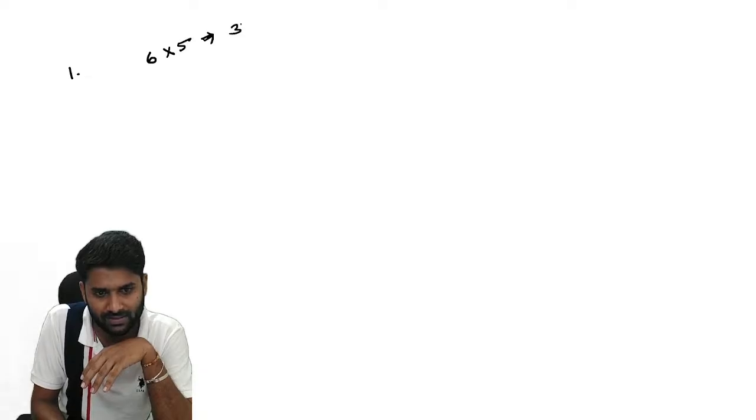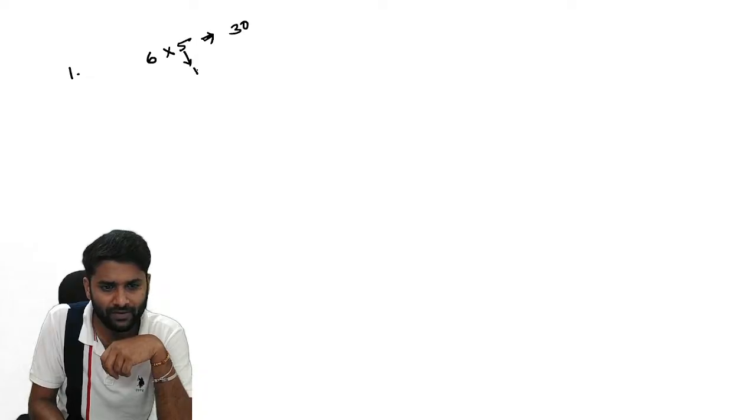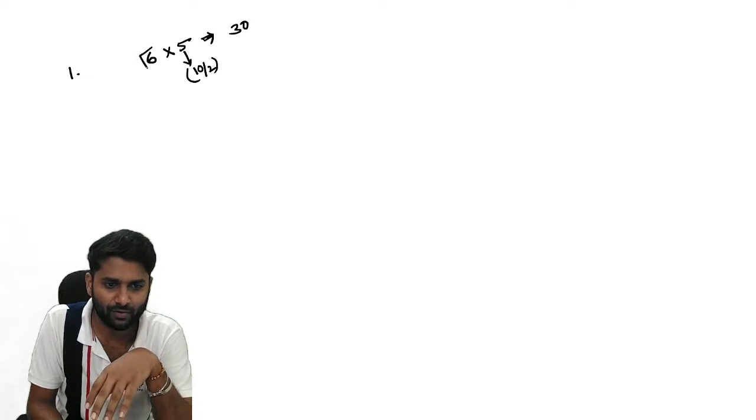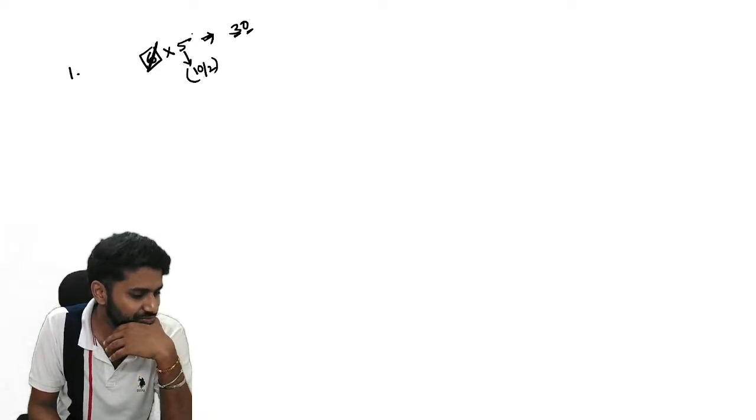If any number is multiplied with a 5, let's observe these questions. 6 is multiplied with a 5. As you know, the result is 30. So how can we make it simple? 5 means it is 10 by 2, right? It means if any number is multiplied with a 5, first make the number half. So half of 6 is 3, and add 0. Then the result becomes 30.